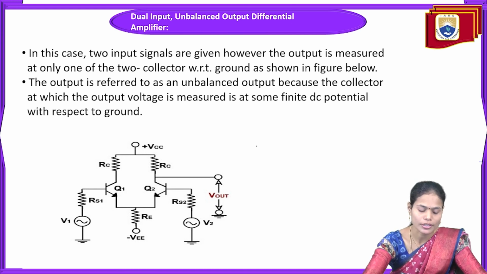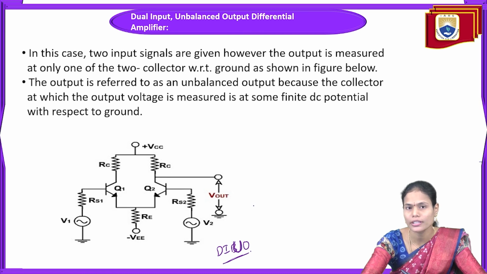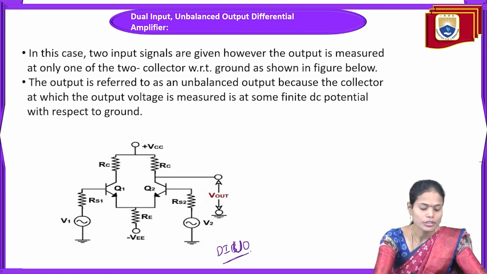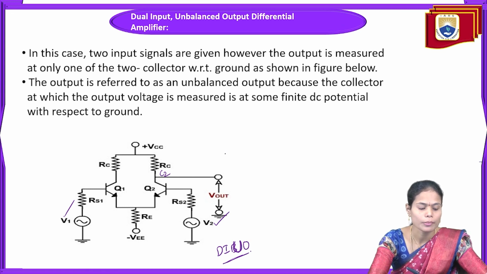So in this particular case, the dual input unbalanced output case, we are providing the two inputs, but we are taking the output across only a single transistor, that may be at the Q1 collector or at the Q2 collector. Here we are providing the two signals V1 and V2, and the output we are taking across the collector of the second transistor, that is at C2. The output is referred to as unbalanced output because the collector at which the output is measured is at some finite DC potential with respect to ground here.